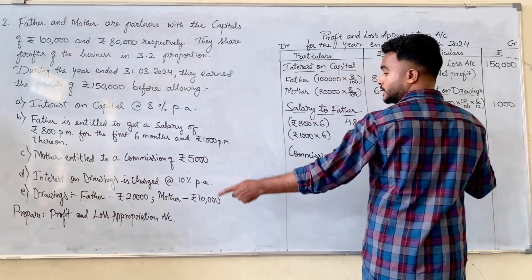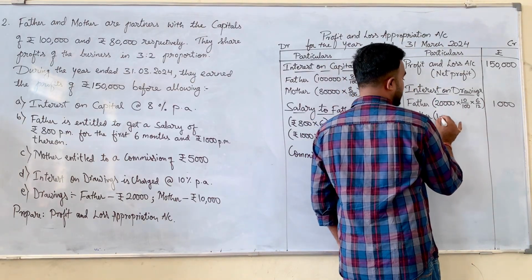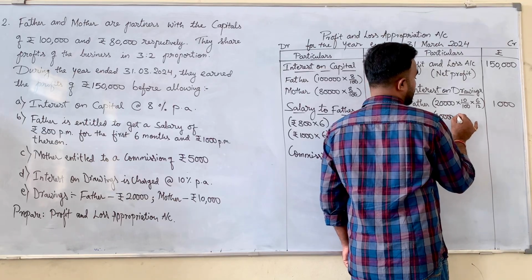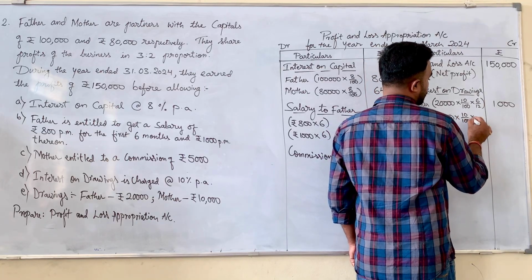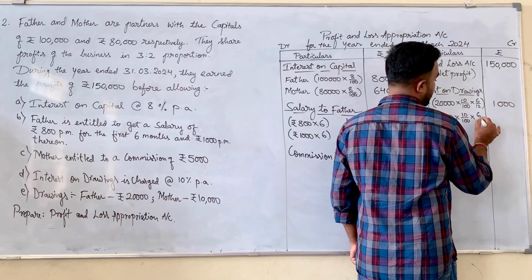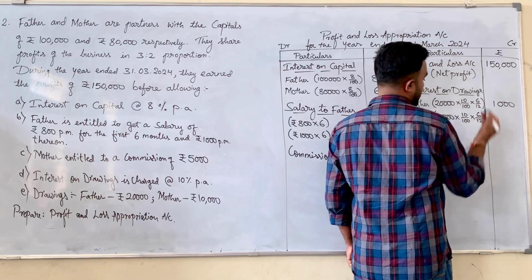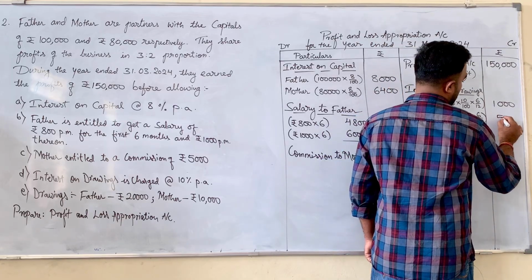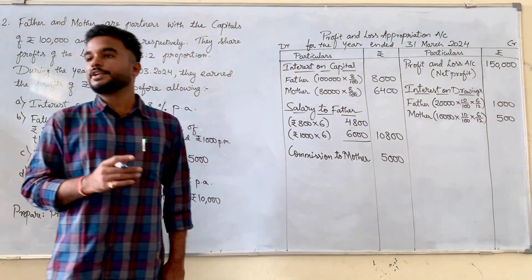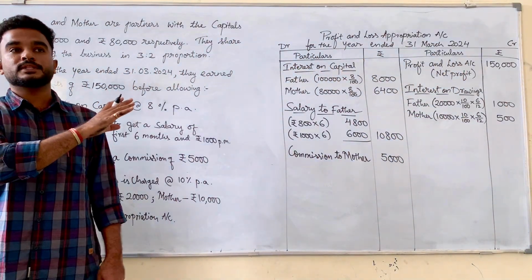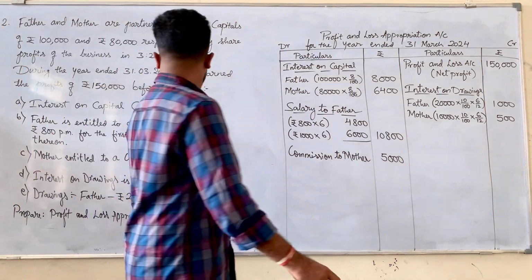Next, after father, mother. Amount of mother's drawings 10,000 into rate of interest 10%, that is 10 by 100, into for how many months are we calculating? 6 months. So 6 by 12. How much it is? It is 500. Did you all understand? Any doubts in this?